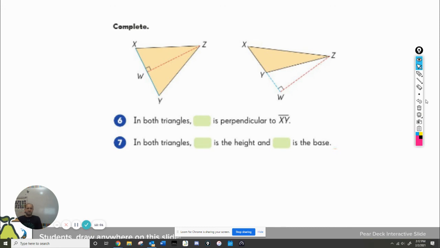In both triangles, what is perpendicular to XY? CW. In both triangles, oh, mean. CW is the height and XY is the base. Obnoxious.